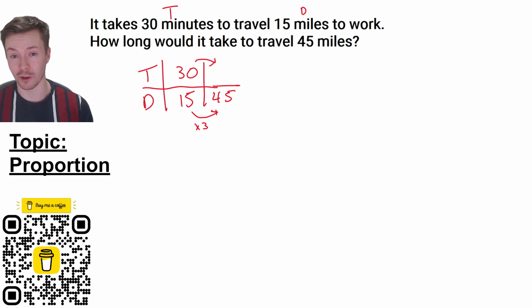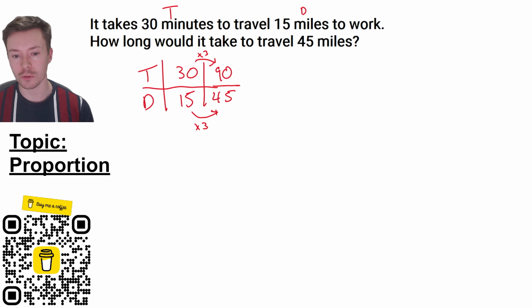You've got to multiply or divide by the same amount to keep things in the same proportion, the same scale. So I need to also times by 3 on the top here. 30 times by 3 is 90, so it should take 90 minutes to drive 45 miles.